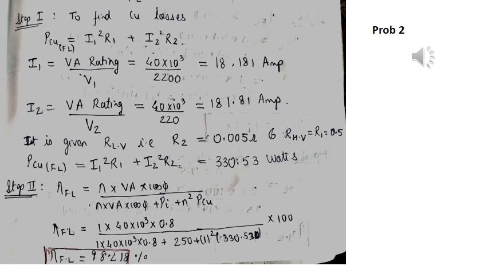So proceeding to step 2, that is nothing but the calculation of full load efficiency. Full load efficiency means automatically the value of n is equal to 1. So the efficiency that we obtained is 98.218 percent. So you can see how this numerical is different from the previous numerical. The only thing is, in the previous numerical, copper losses were given to us directly. Here we have calculated the full load copper losses using the formula I1 square R1 plus I2 square R2.